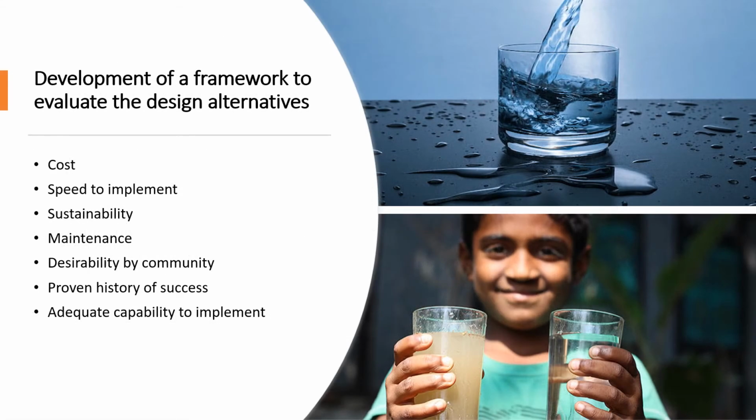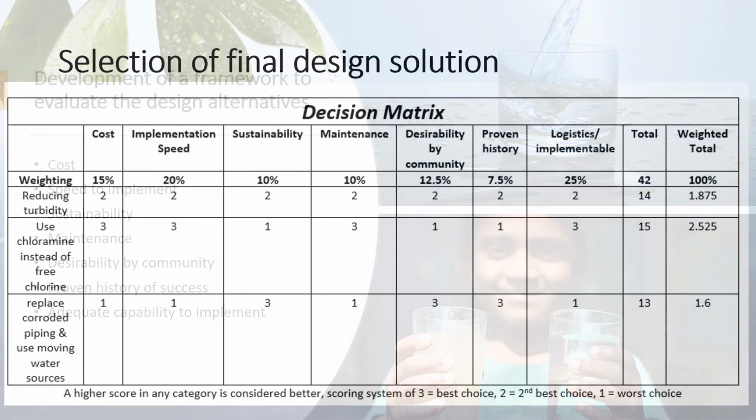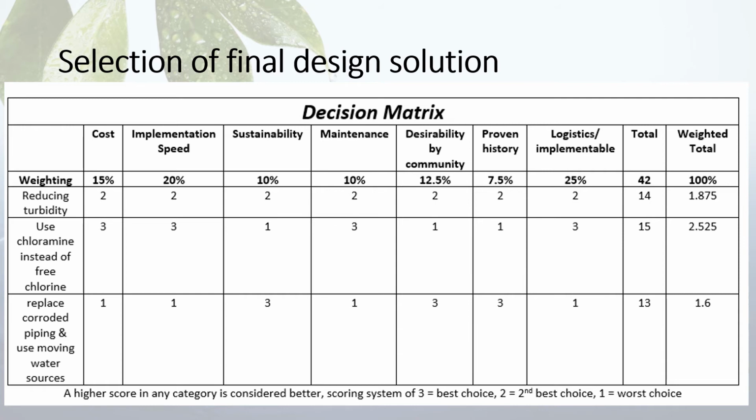To evaluate the potential solutions, we created a set of 7 criteria that we considered important. They are cost, speed to implement, sustainability, maintenance, desirability by community, proven history of success, and adequate capability to implement. Here you can see our decision matrix with the weighting we decided to give each of our characteristics and rated for each of the 3 choices.